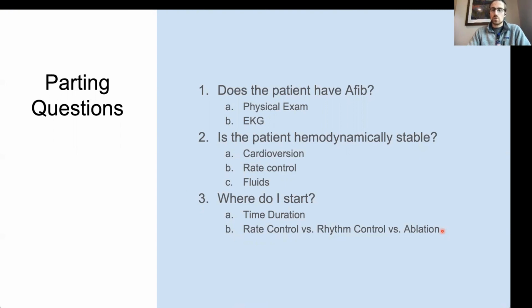And then you ask, well, where do I start? And so in the treatment of it, it's about the time duration. Remember that 48-hour rule. And then determining if you're going to start with rate control, which you can do in the primary care office, or if you're going to move on towards rhythm control, maybe later in the primary care office, or ablation, cardioversion, which would definitely be involving your cardiology colleagues.